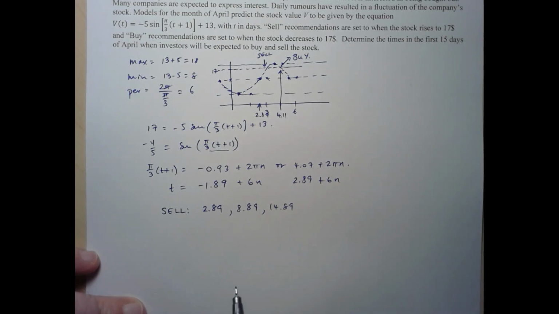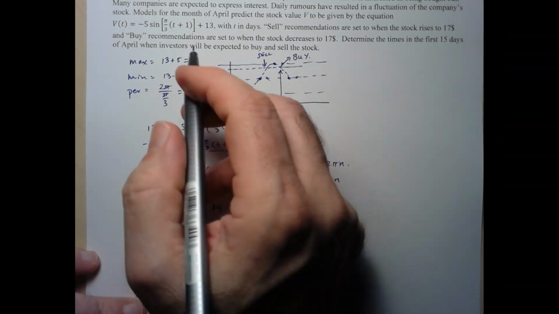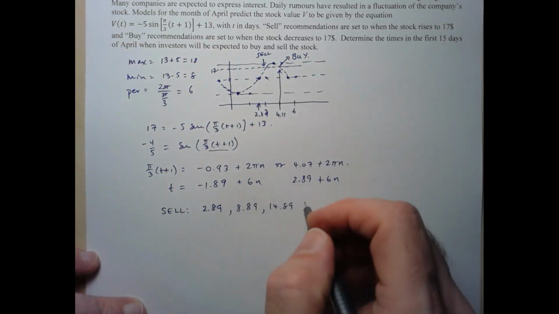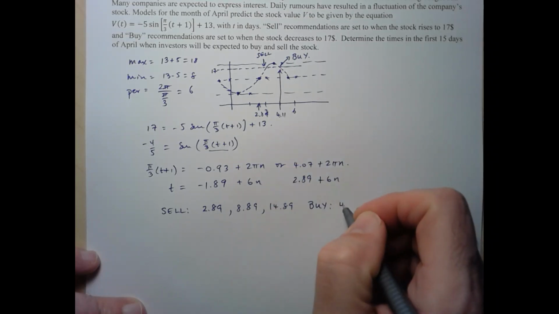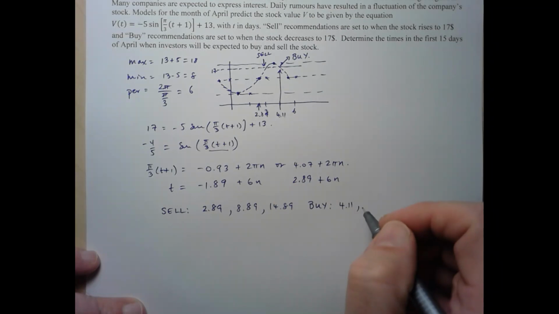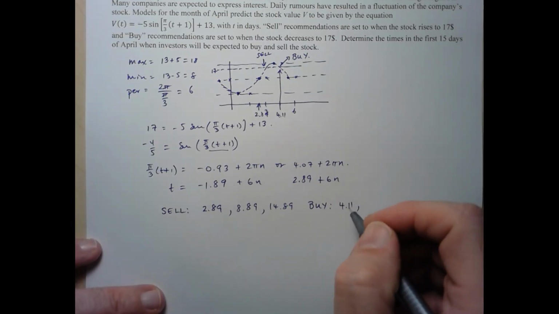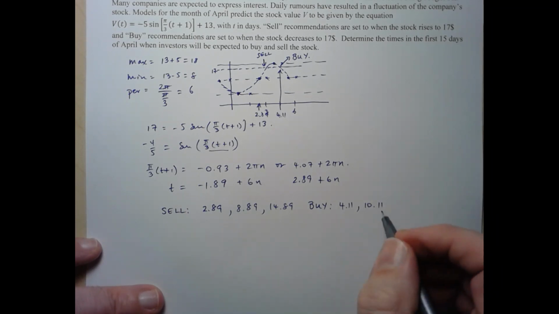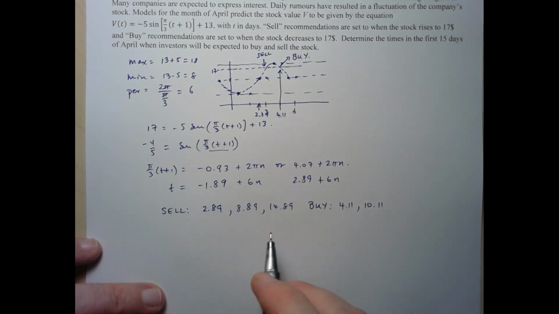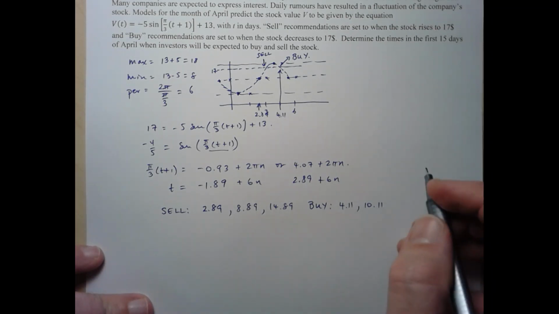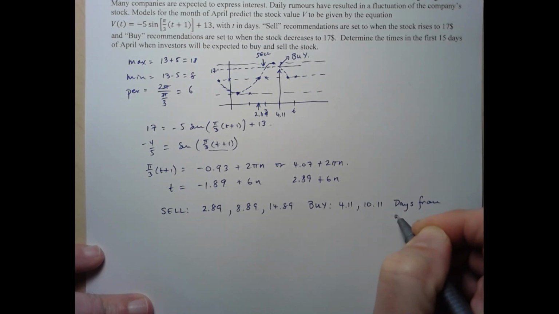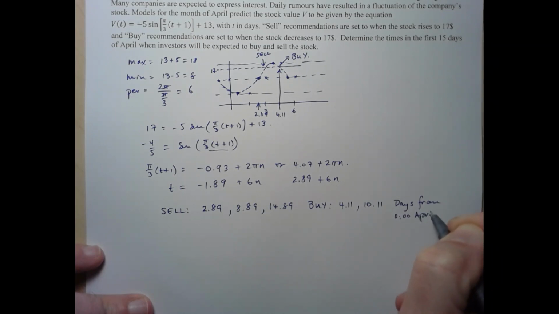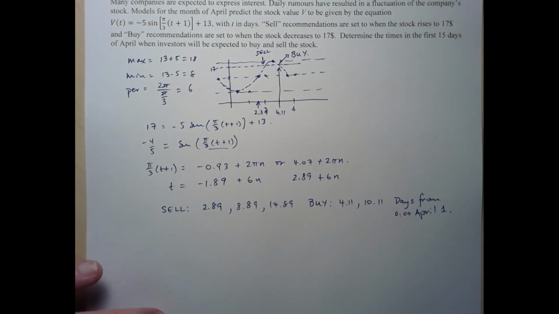Okay, good. And now I'm going to stop there, because obviously if I add 6, I'm going to be beyond the first 15 days. And then my buy is going to be at, where's the first one? 4.11. Then plus 6, which is 10.11. And then if I add 6 again, I'm actually going to be beyond. So in this range here, there's only going to be these 2 buy ones. Okay, and I can certainly leave the answer like this. We'll say days from midnight April 1st, and I can leave my answer that way.